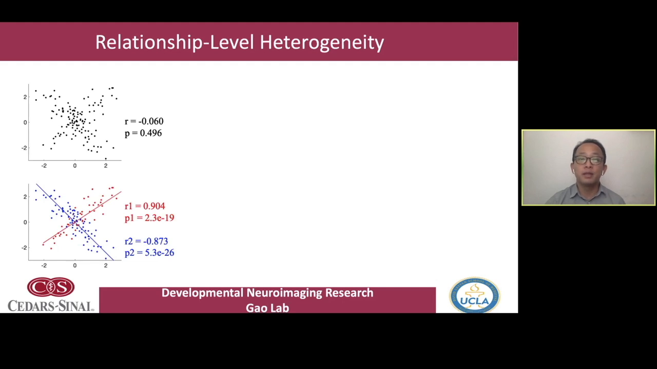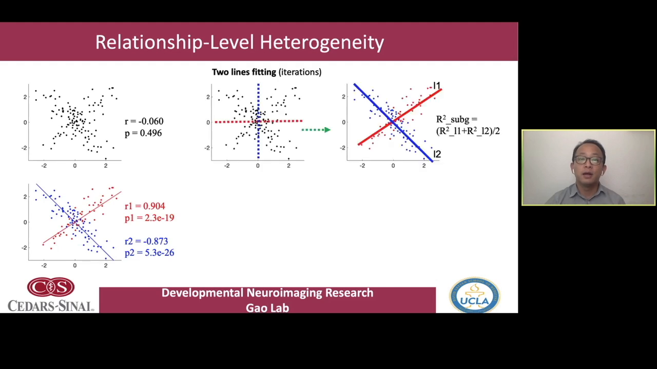But after we separate the subgroups, we can detect strong relationships. Here's how we detect. With the initial 2 lines, the dots will be assigned to the line which has the shorter dotted line distance, yielding 2 groups of dots. These 2 groups can update the 2 lines using linear regression.